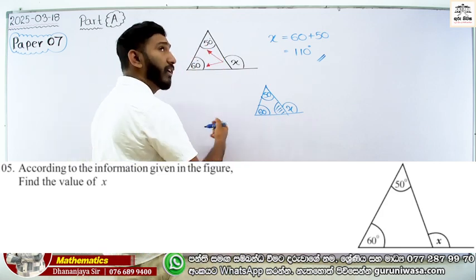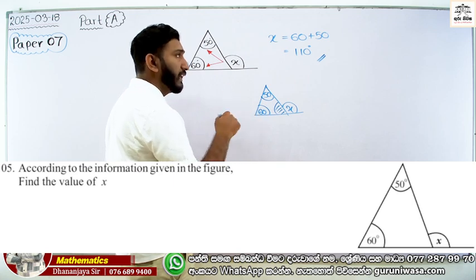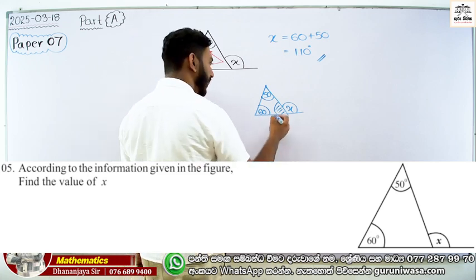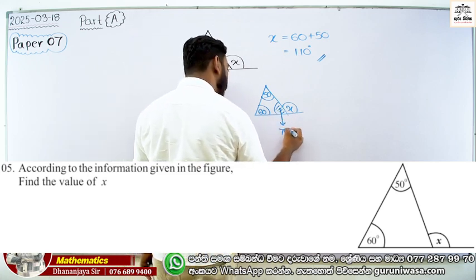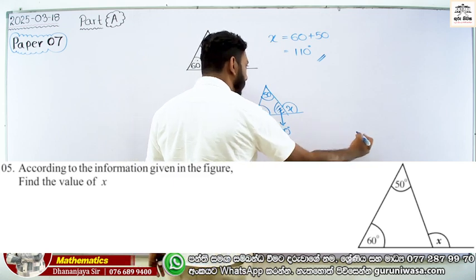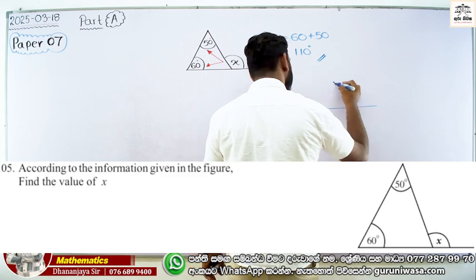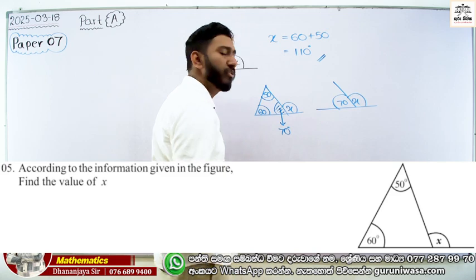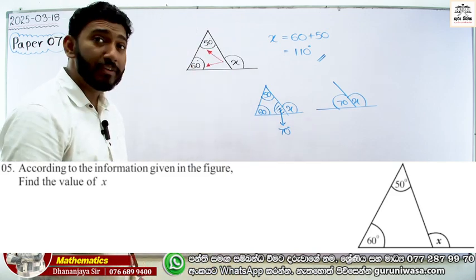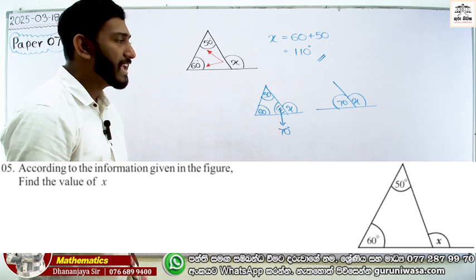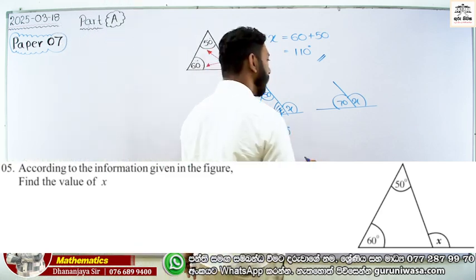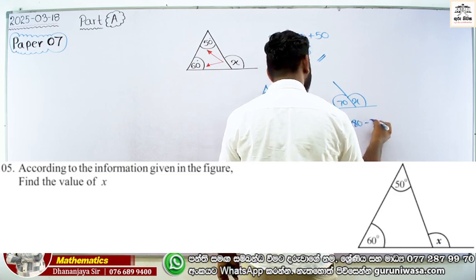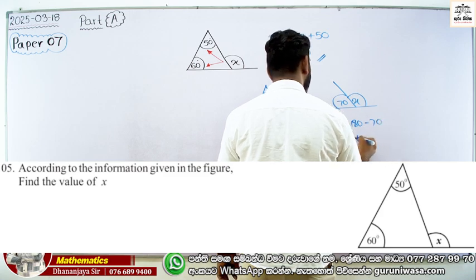60 plus 50 is 110, and you know the sum of the interior angles. Therefore, 180 minus 110 becomes 70 degrees. This is a straight line, and this one becomes 70. Now you can find x. The sum of the two adjacent angles, we call supplementary angles. And 70 plus x equals 180. Therefore, x equals 180 minus 70, which is 110.